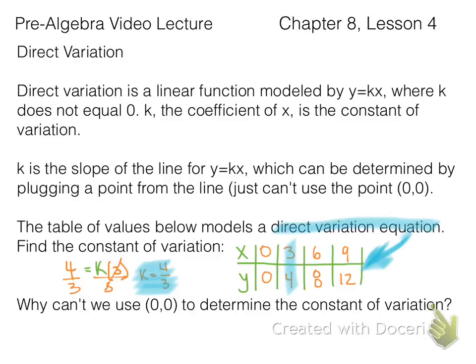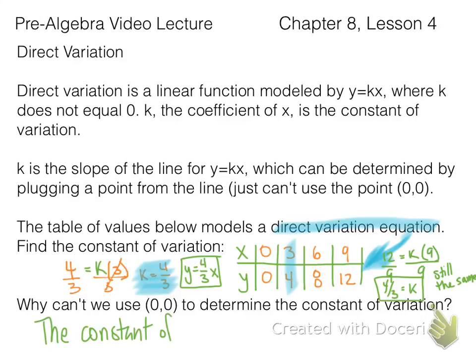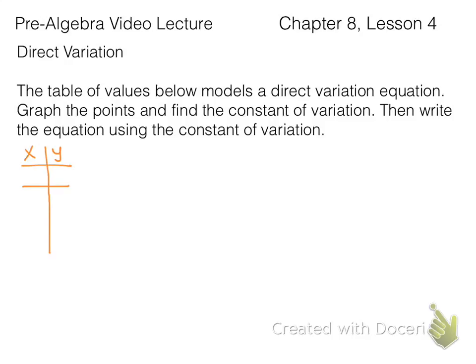And why can't we use 0, 0 to determine the constant of variation? Oh, by the way, that's the equation. And again, you could use any of the other points as well, but you're still going to get the same constant of variation each time. Still the same. But why can't we use 0, 0? That's because the constant of variation would always be 0. So that's why we can't use 0, 0.